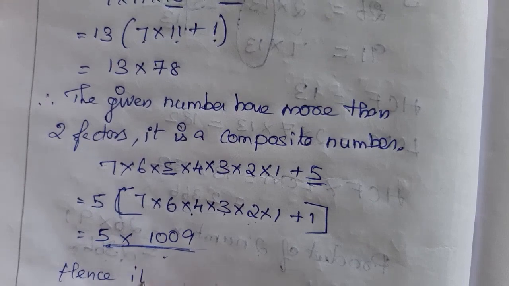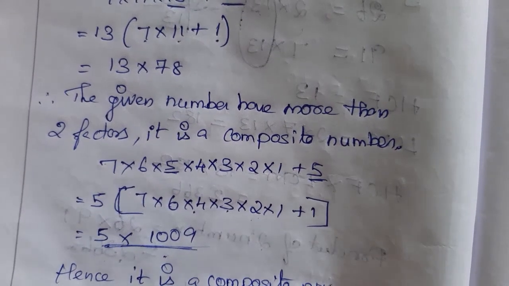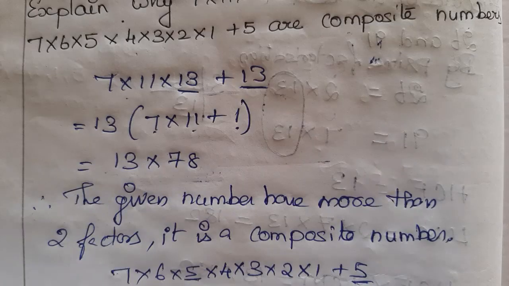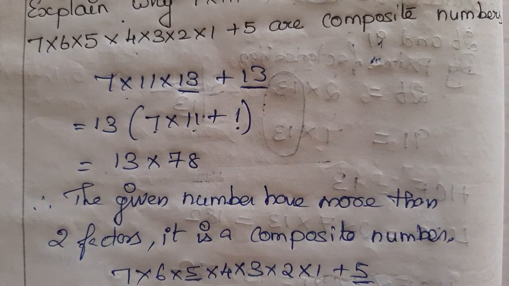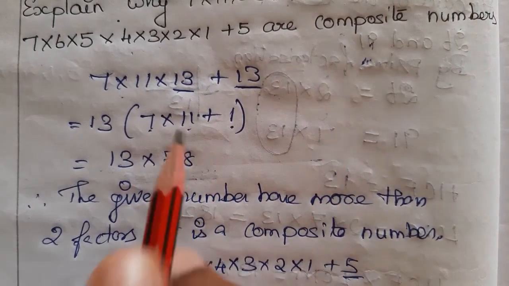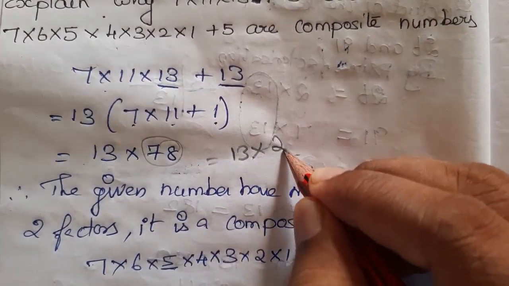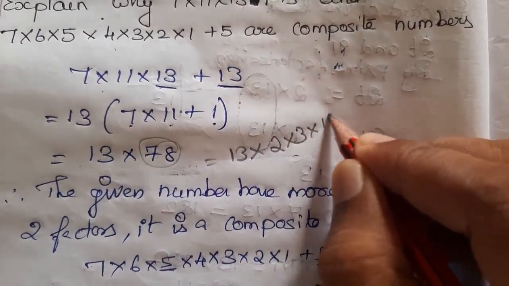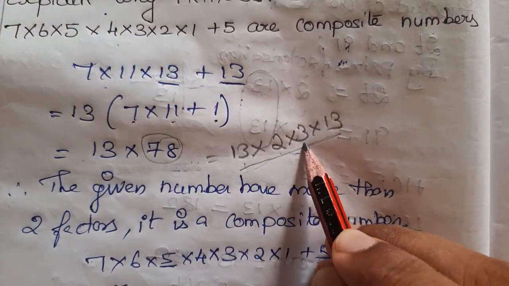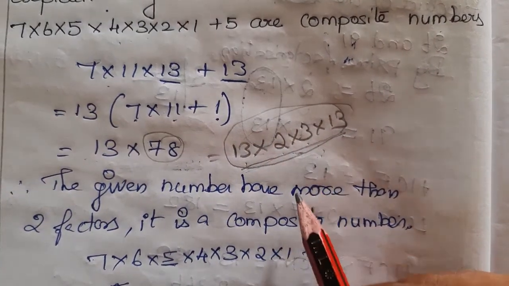Hence it is a composite number. Since it is a composite number, we can even prove this problem by the fundamental theorem, which says that a composite number can be expressed as a product of primes, right? The 78 also we can express. In 13 into 78 we can express it as 2 into 3 into 13 into 13. So it is full of primes. 13 is a prime, 2 is a prime, 3 is a prime. So a composite can be expressed as a product of primes.